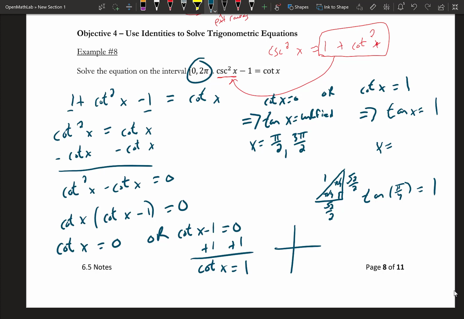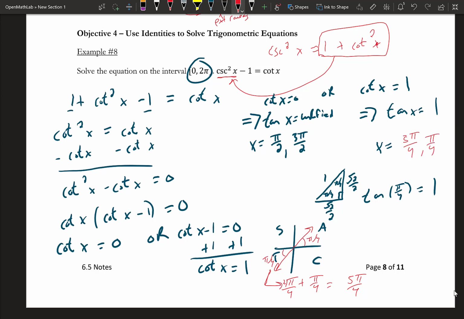So then if I start to think about "All Students Take Calculus," tangent's positive in the first quadrant and in the third quadrant. So these reference angles are both pi over 4. So this guy would be pi plus pi over 4. This pi is 4 pi over 4, so that gives me 5 pi over 4. So the solutions for x for this one would be 5 pi over 4 and pi over 4.